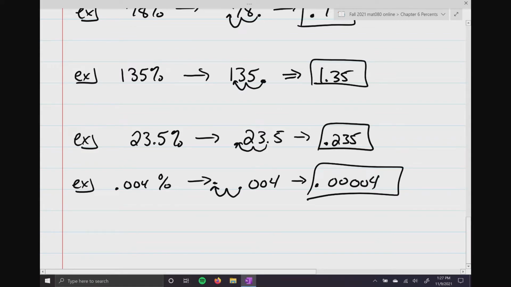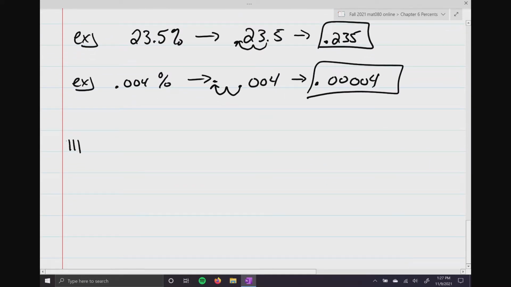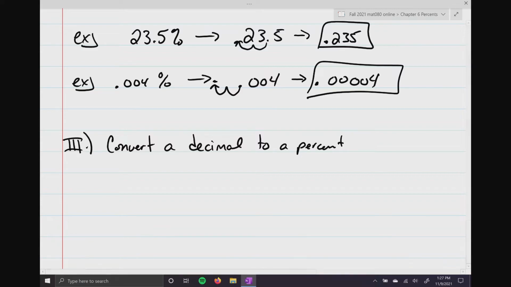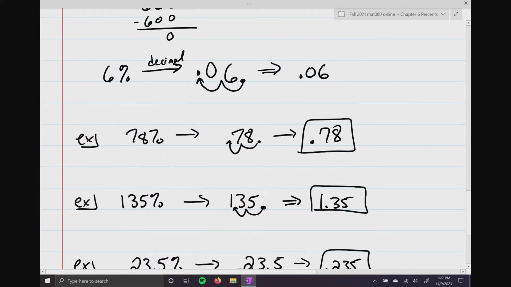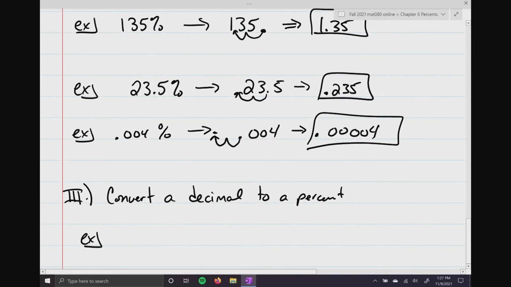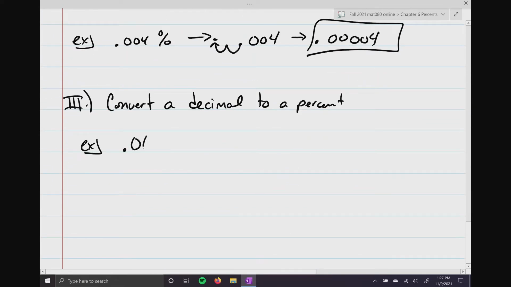So the next thing I want to go over, this will be our third thing, is convert a decimal to a percent. Okay, so we're going the exact opposite way now. Now the easiest way to do this is the exact opposite of what we've been doing. So for example, I'm going to scroll up here. What was the first example I did? 6%. All right, so if I had 0.06, we know the answer is 6%.